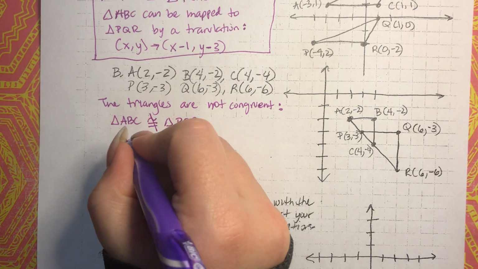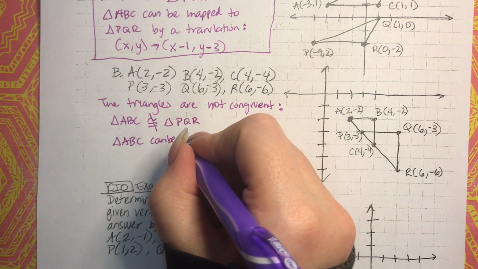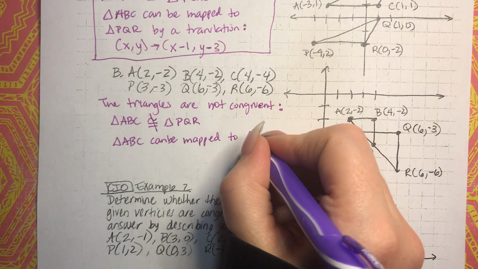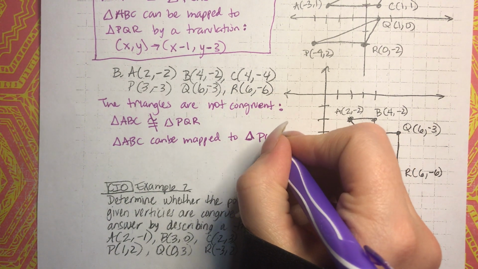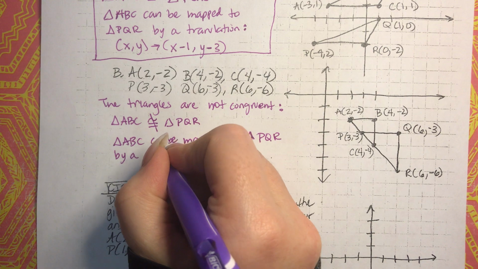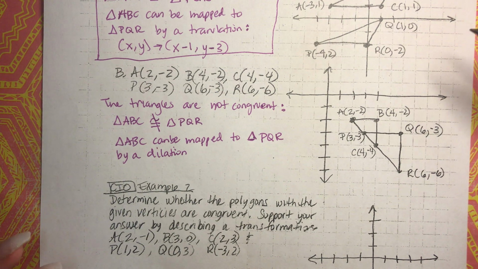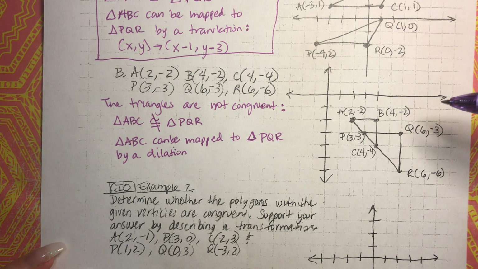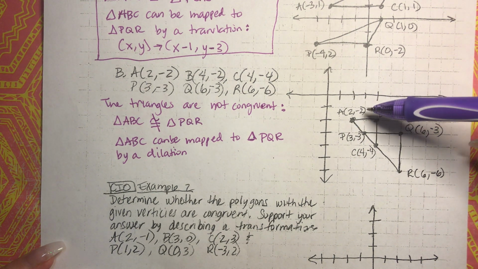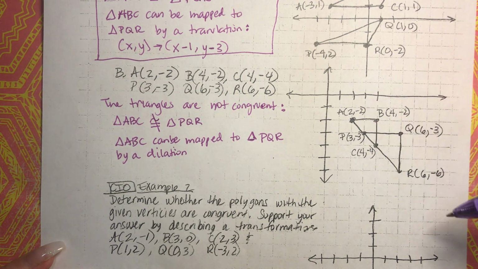because triangle ABC can be mapped to triangle PQR by a dilation, and then we just need to figure out what that scale factor is. So basically, if we have 2, A is turning into P, so 2 times something is 3, right?